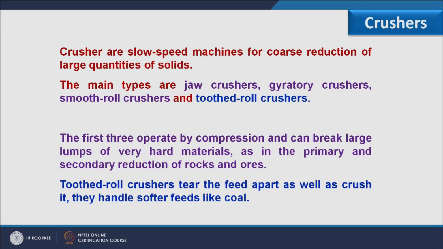On the other hand, toothed roll crushers tear the feed apart as well as crush it. They handle softer feeds like coal. Now, if you see the teeth which are available on the crusher, they can wear very easily, therefore, they are utilized for softer material in comparison to jaw, gyratory or smooth roll crushers. Now, in subsequent slides, we will discuss all these crushers one by one.